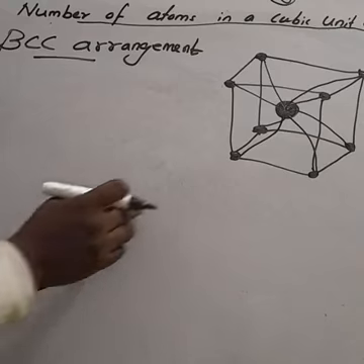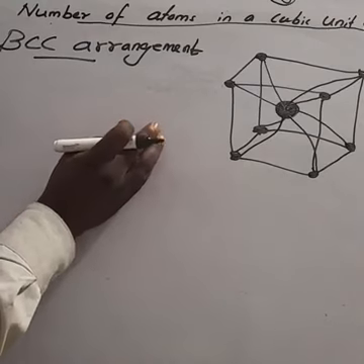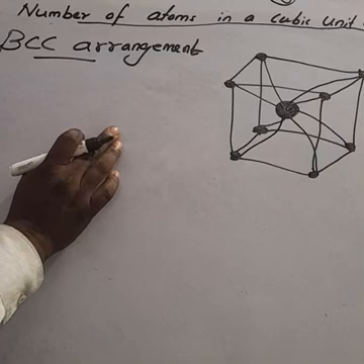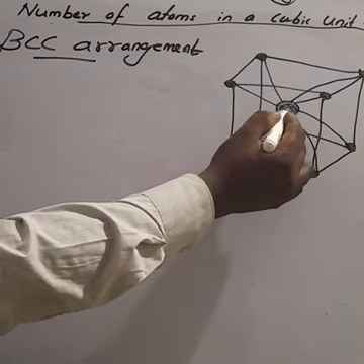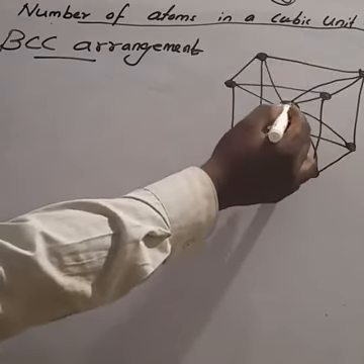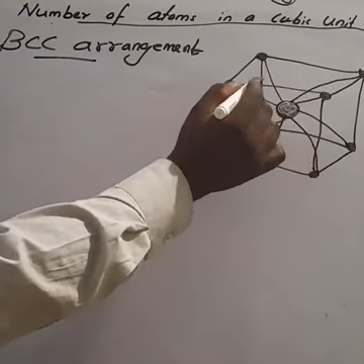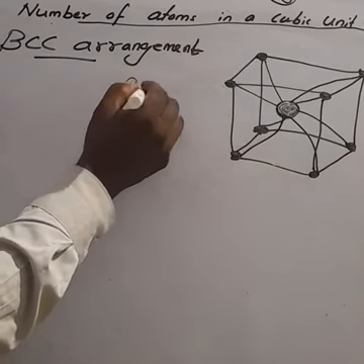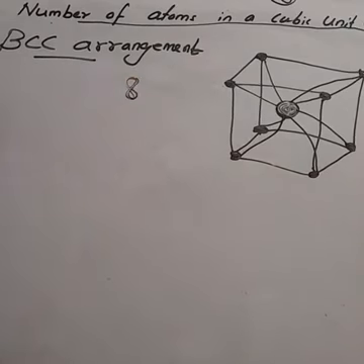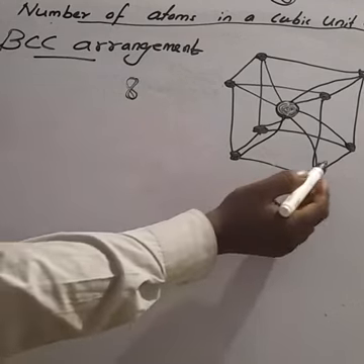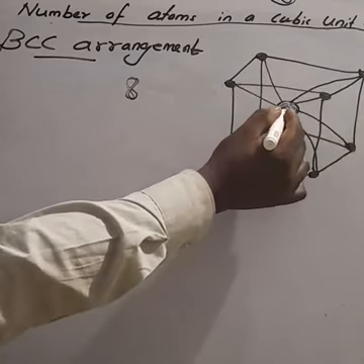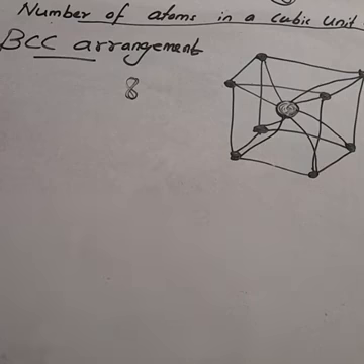However, they all touch the one that occupies the body center. If here is one, this one can touch all these atoms. Am I right? Here, each atom is surrounded by 8 nearest neighbors. Suppose this atom, this atom, this atom: this atom is surrounded by 8 nearest neighbors. So the coordination number is 8. I am giving only one example. Okay.